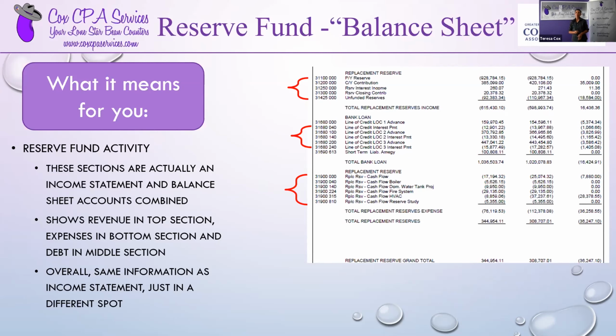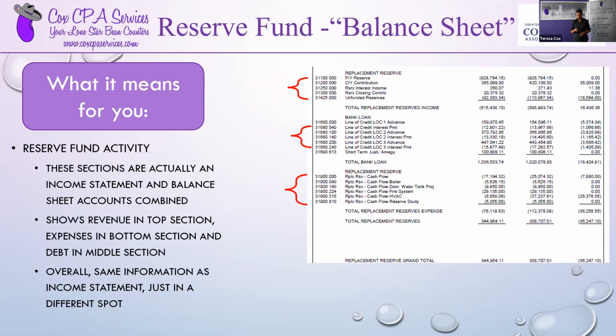So the tricky part about this is that depending on who's doing your books, the activity for the reserve fund could either be on the balance sheet, which is on this screen with the red marks. So you can see, and if you read the descriptions on these lines, you can see it's kind of like a little mini income statement where you've got your revenue near the top there, and then that bottom third section is your expenses. So that's one way that the reserve activity is presented.